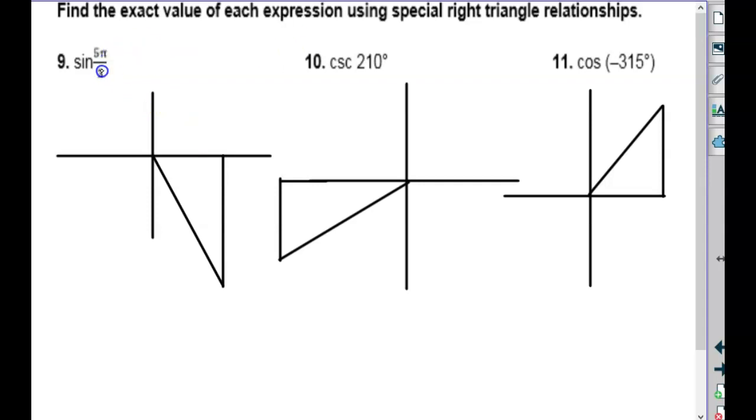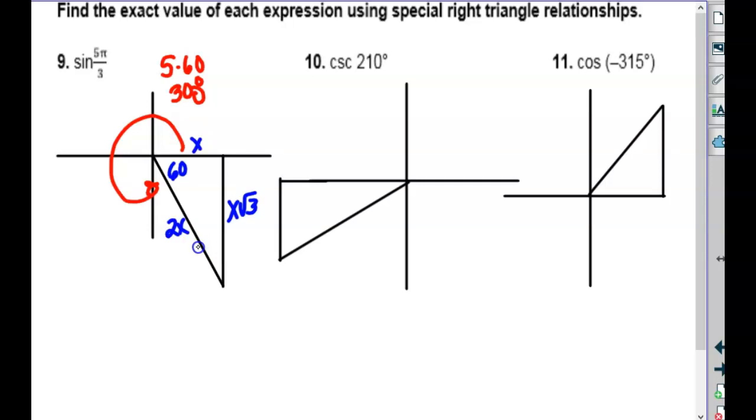7 pi over 3. Pi over 3 is 60. That says 5 pi over 3, doesn't it? 5 times 60 is 300 degrees. So this is a 30-degree reference angle. No, it's not. 300 is what, guys? 60-degree reference angle. So if I was using the stuff we did yesterday, you'd have x square roots of 3, 2x, and x.